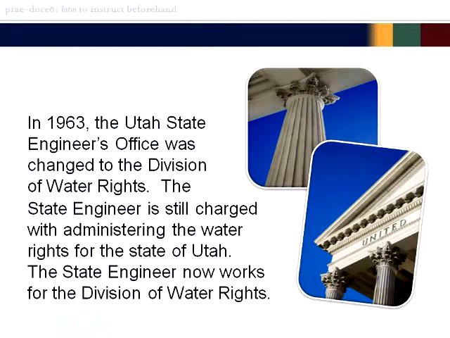In 1963, the Utah State Engineer's Office was changed to the Division of Water Rights. The state engineer is still charged with administering the water rights for the state of Utah. The state engineer now works for the Division of Water Rights.